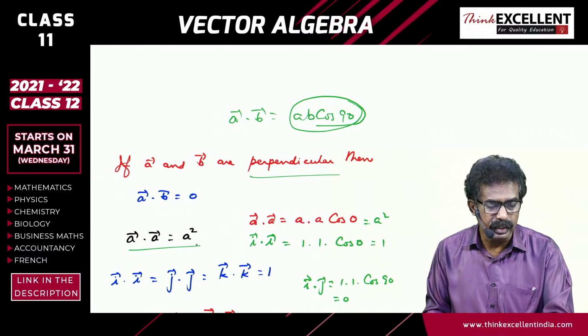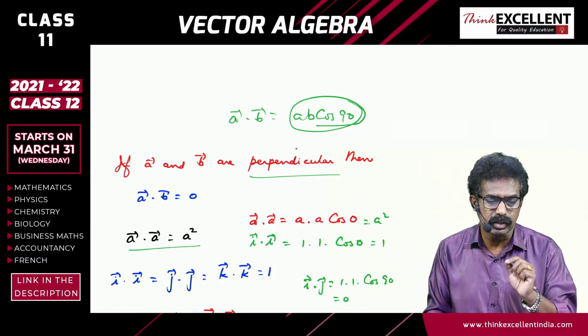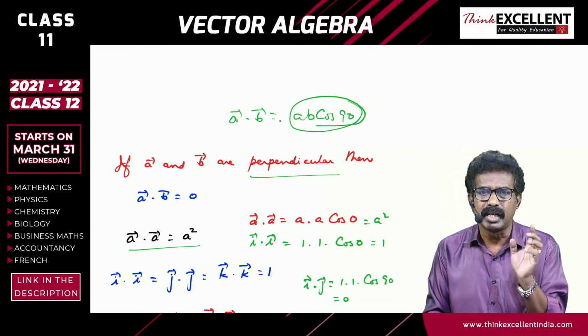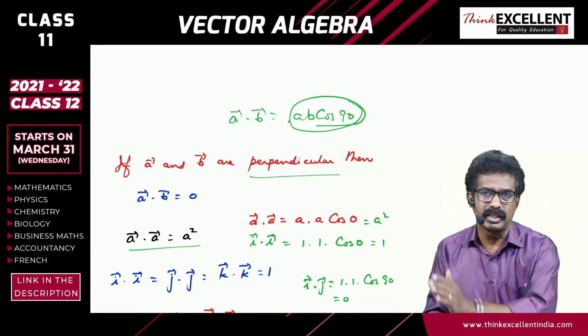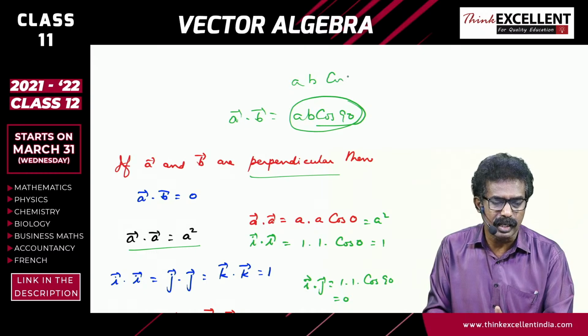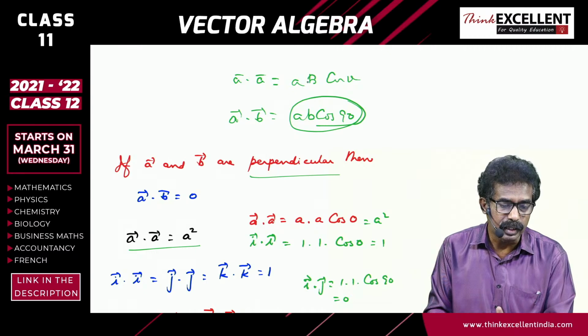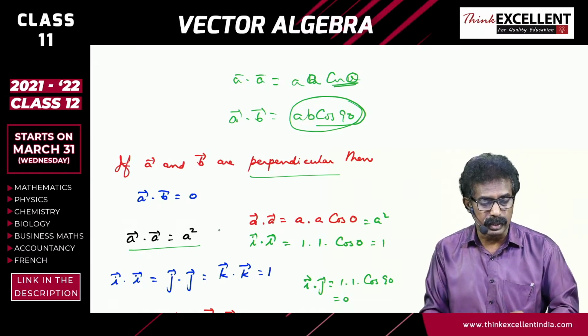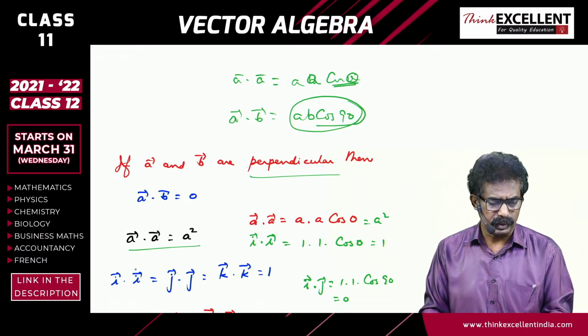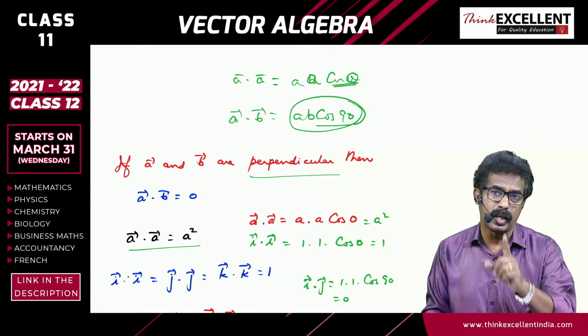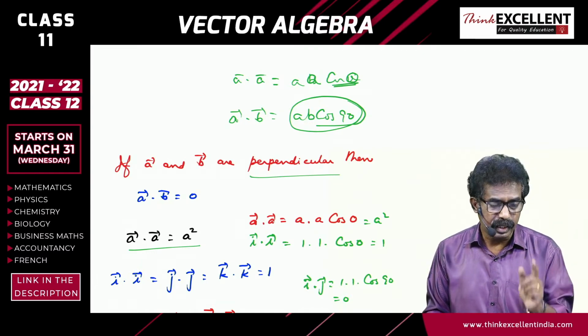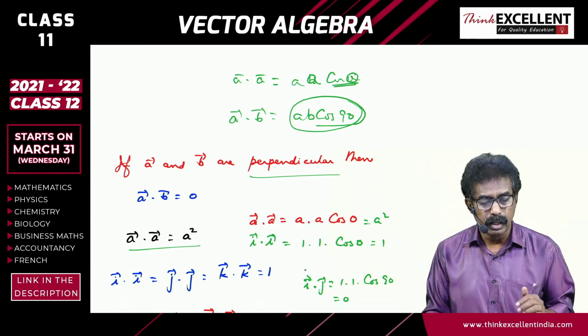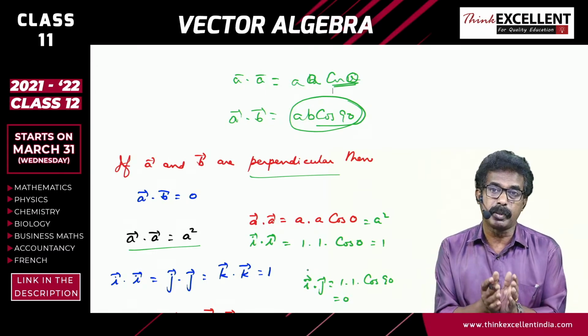a dot a is a square. Simple proof from the definition: a dot b equals ab cos theta. So a dot a is a into a into cos of the angle between a and a, which is 0. Cos 0 is 1, so a into 1, and the answer is a square. i dot i is 1 because i has magnitude 1; i is a unit vector. i dot i, j dot j, k dot k are all 1. But i dot j is 0 because they are perpendicular to each other.